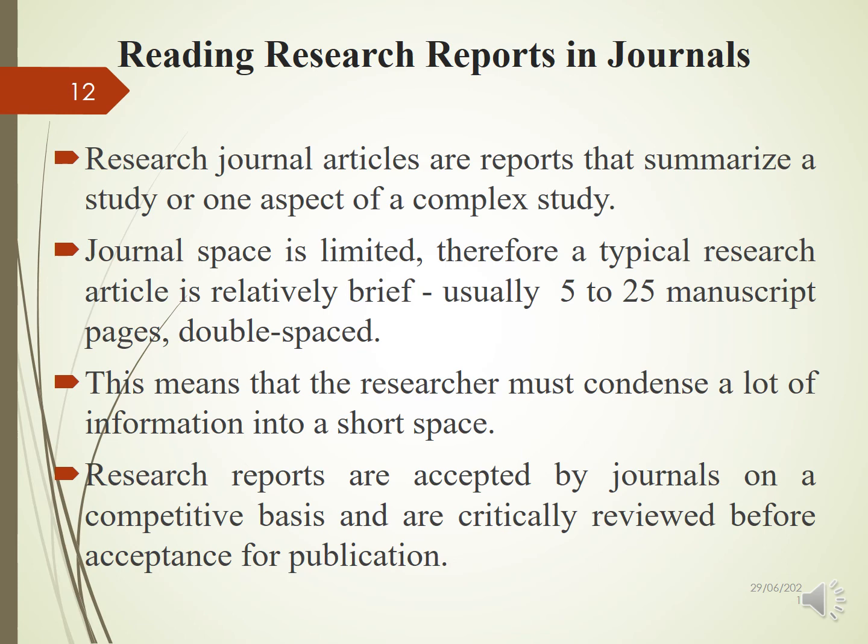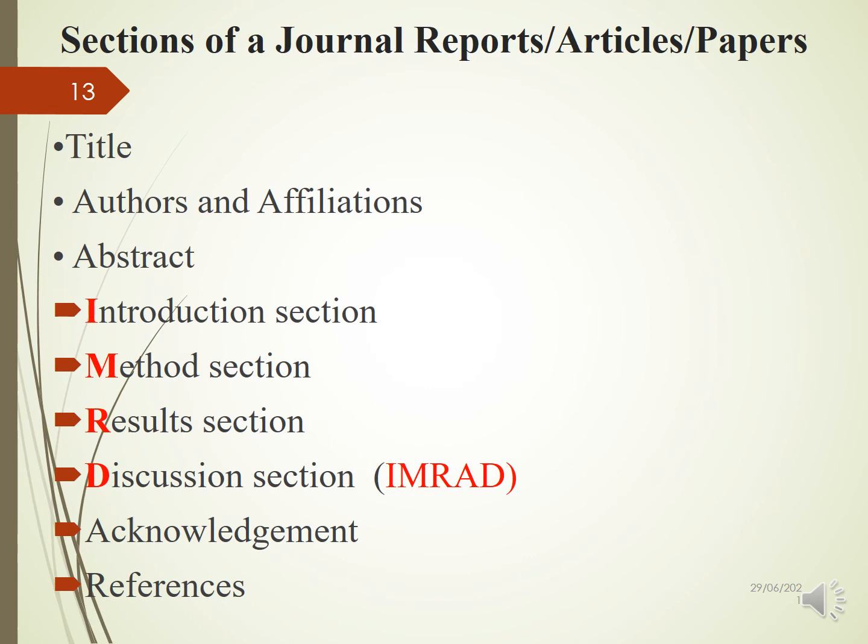So after your final project work, you can decide to publish your work in a journal, and you need to follow these steps. First of all, what are the sections of a journal report, article, or paper? Anytime you download a journal article, you see the title of the paper or the article. You see the authors, that is the writers or the researchers, and where they are affiliated. Then you see the abstract. The abstract simply talks about the summary of the study.